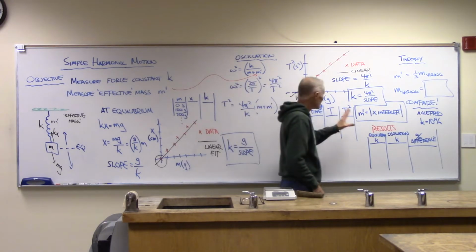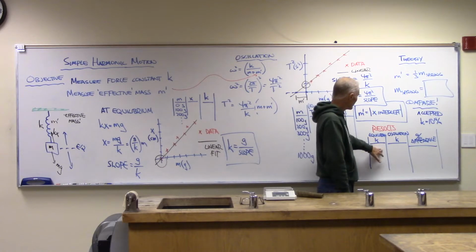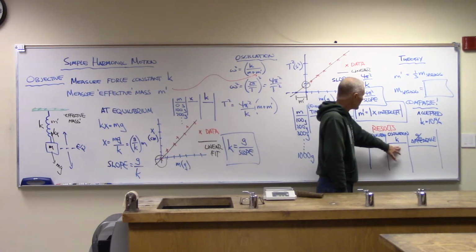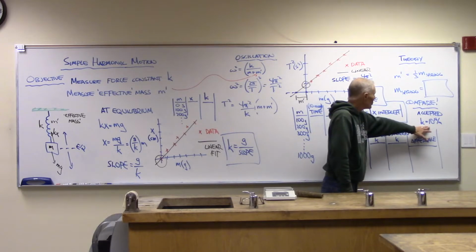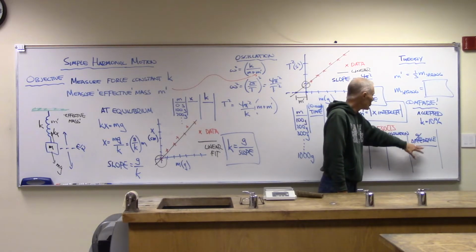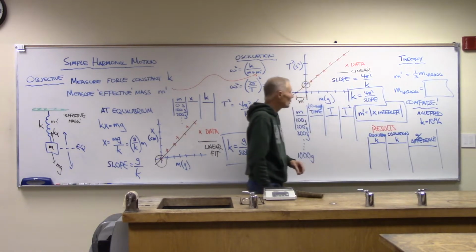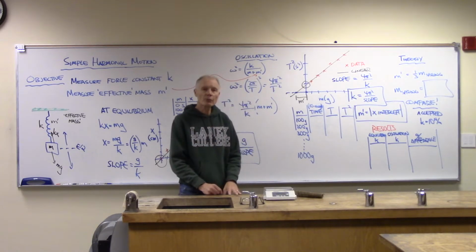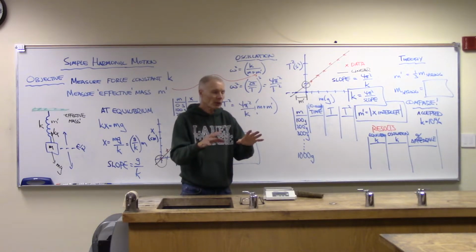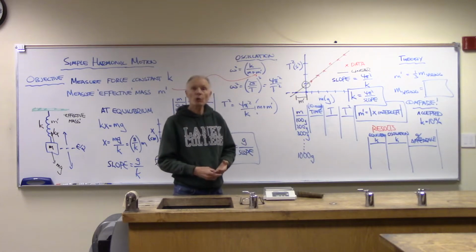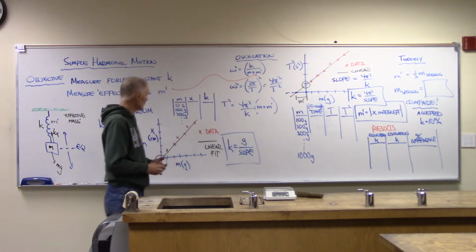So do some comparisons here. See what you get for the equilibrium method. See what you get for the oscillation method. Maybe do some comparisons with the accepted values. Put together some results table. Whatever you feel like would be most effective in presenting the results that you have come up with.